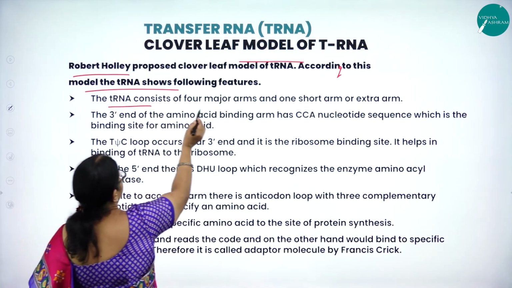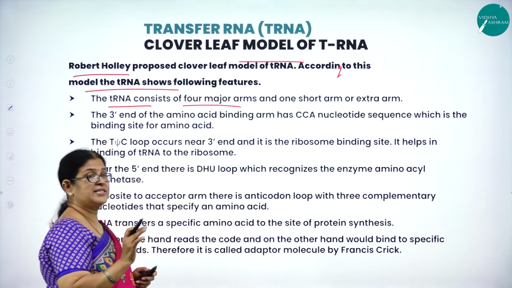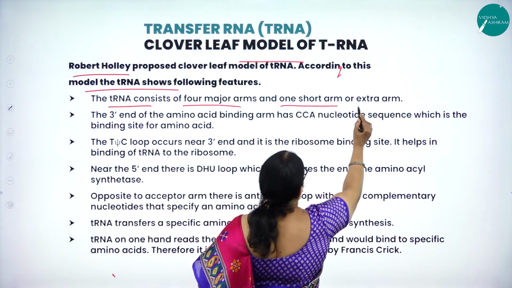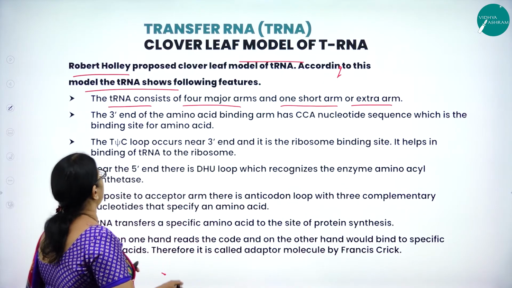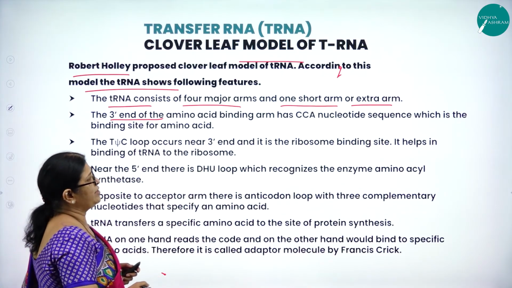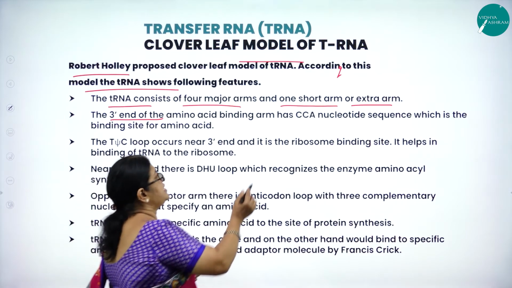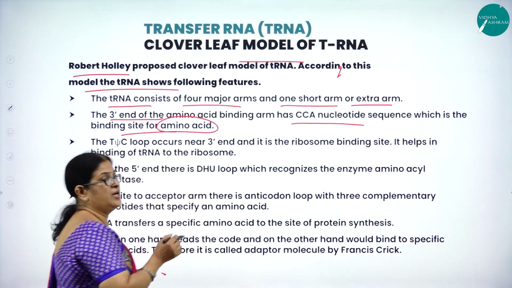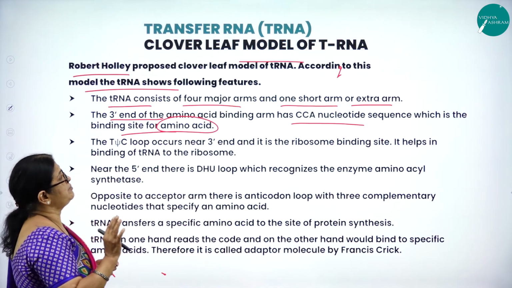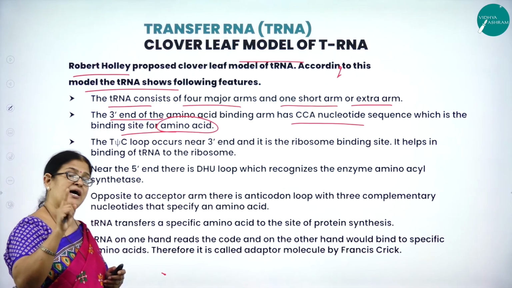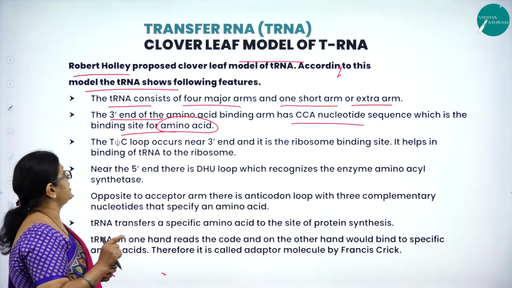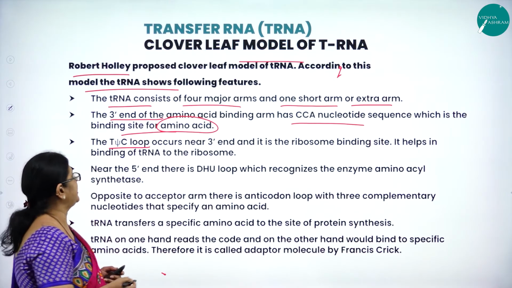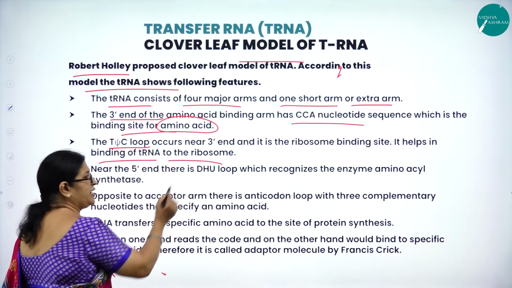The tRNA consists of 4 major arms, but one is called the short arm, or otherwise the extra arm. The 3' end of the amino acid binding arm has the CCA nucleotide sequence, which is the binding site for the amino acid. So the Cloverleaf model has how many arms? 4 major arms, where one arm is the short arm or extra arm, and the loop occurs near the 3' end, and it is a ribosome binding site. It helps in binding of tRNA to the ribosome.